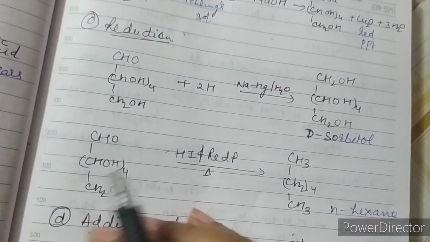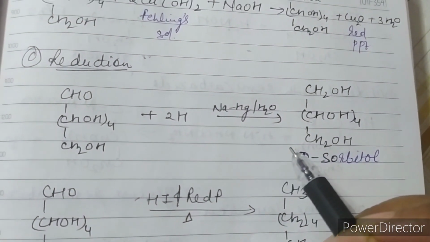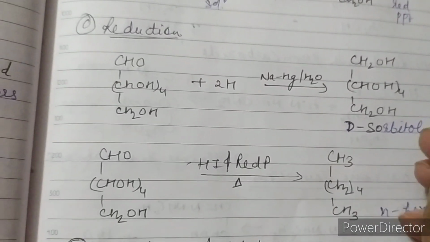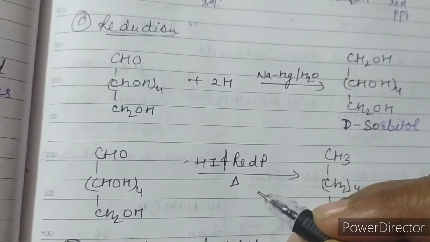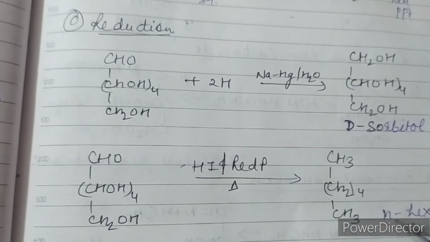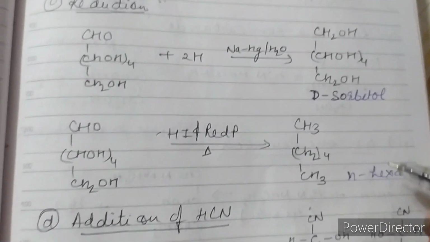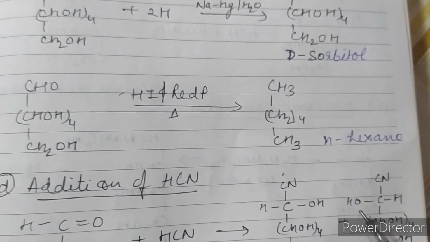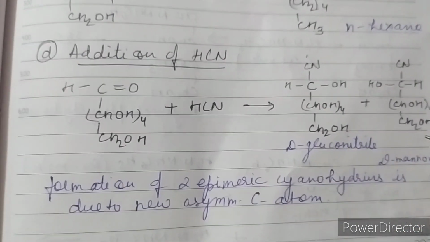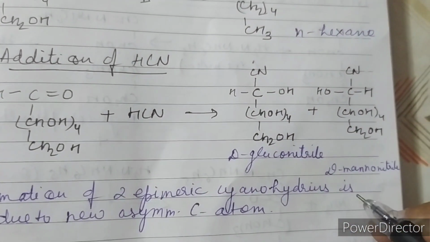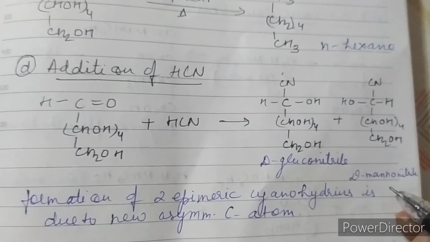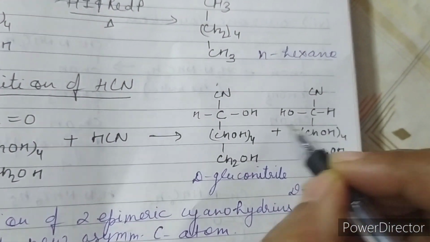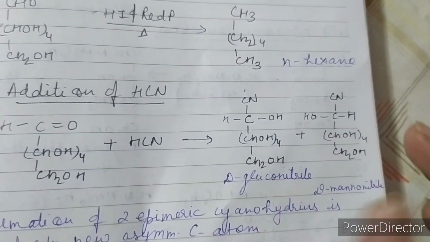Reduction. On treatment with sodium amalgam and water, glucose gives D-sorbitol, and on drastic reduction with HI and red phosphorus, on boiling it with HI and red phosphorus, it gives n-hexane. On addition of hydrogen cyanide molecule, it gives a mixture of two epimeric cyanohydrins, that is D-gluconitrile and D-mannonitrile, due to the introduction of a new asymmetric carbon atom. This is the new asymmetric carbon atom. You can see here it is combined to four different groups.